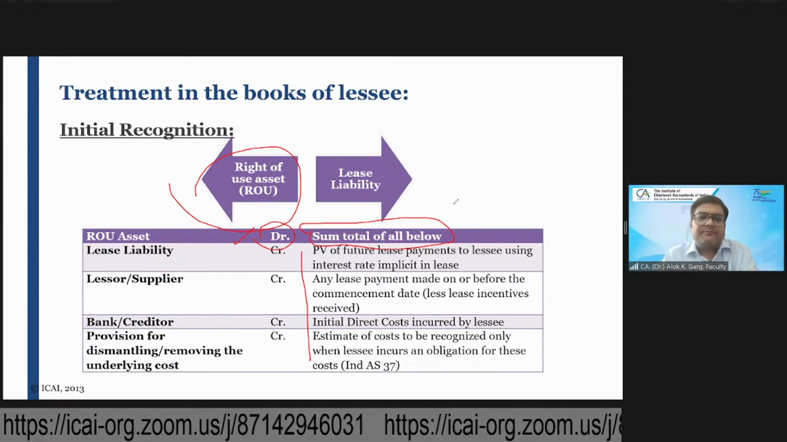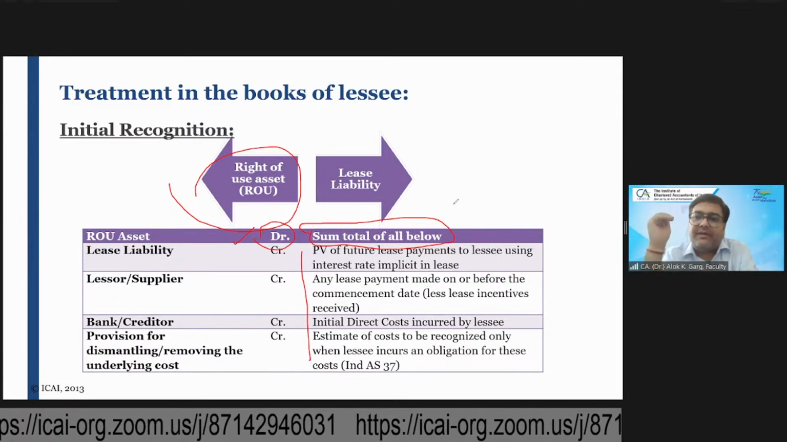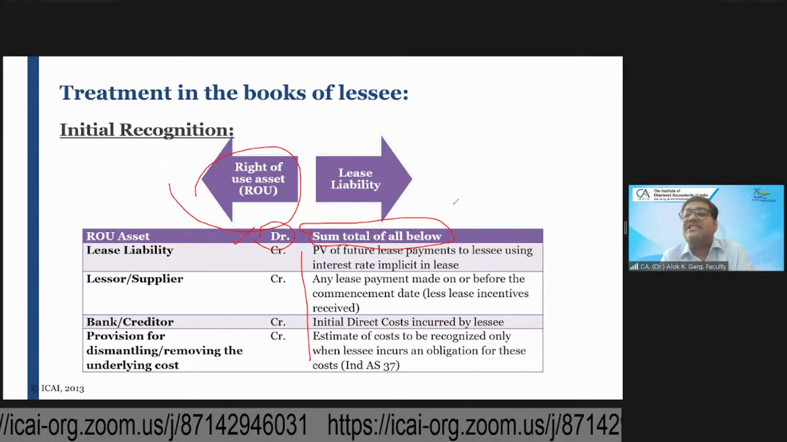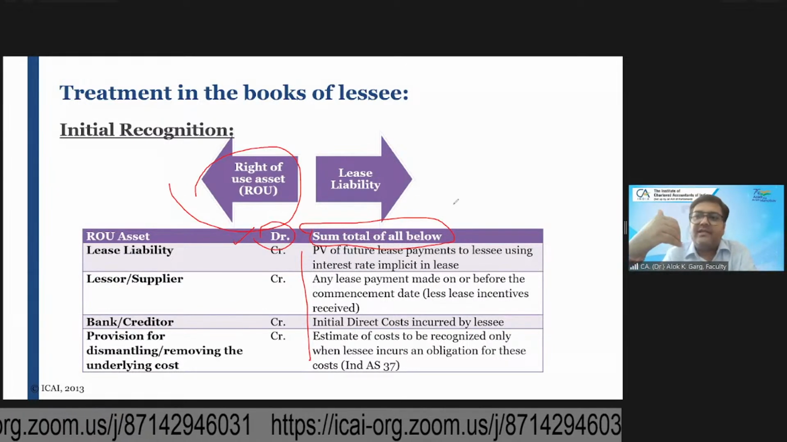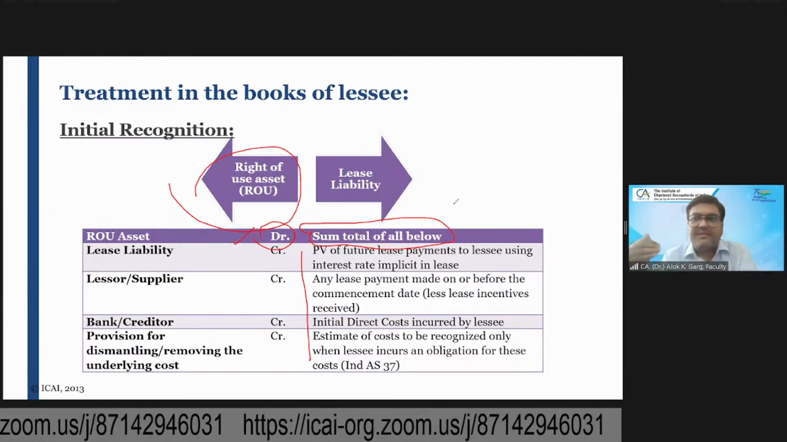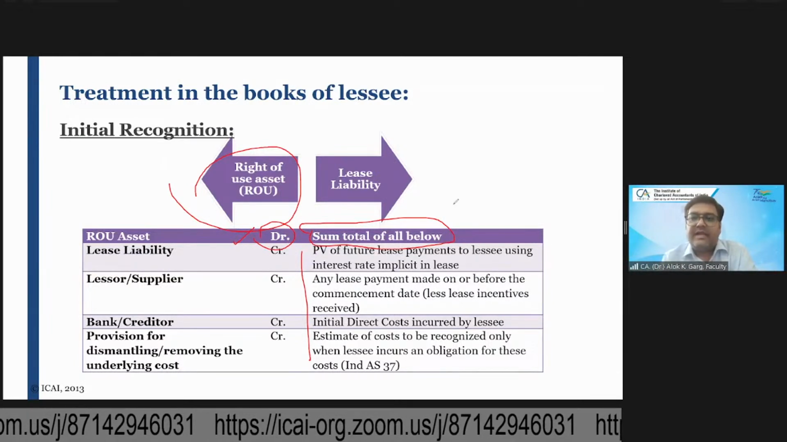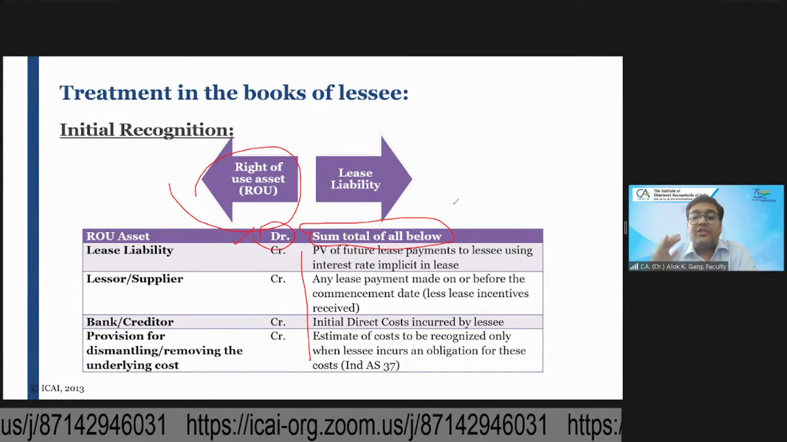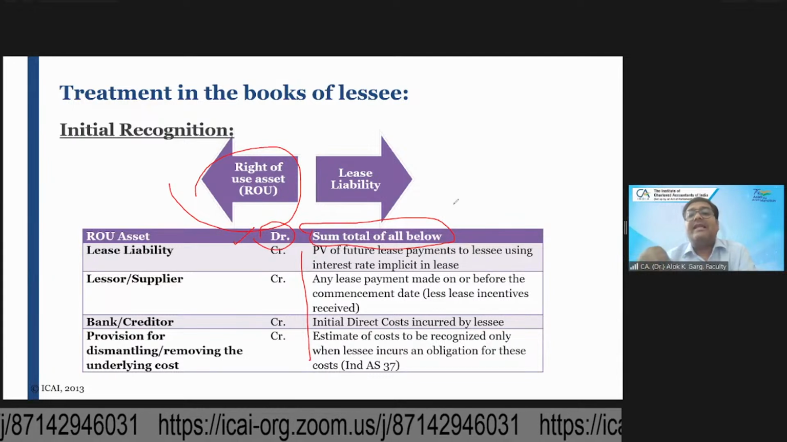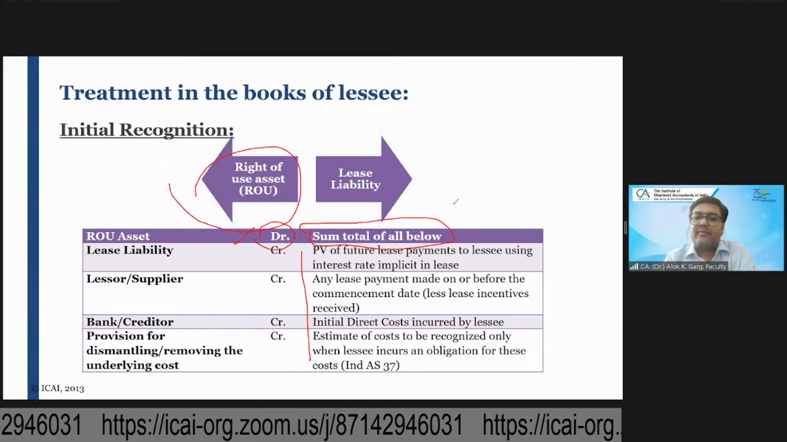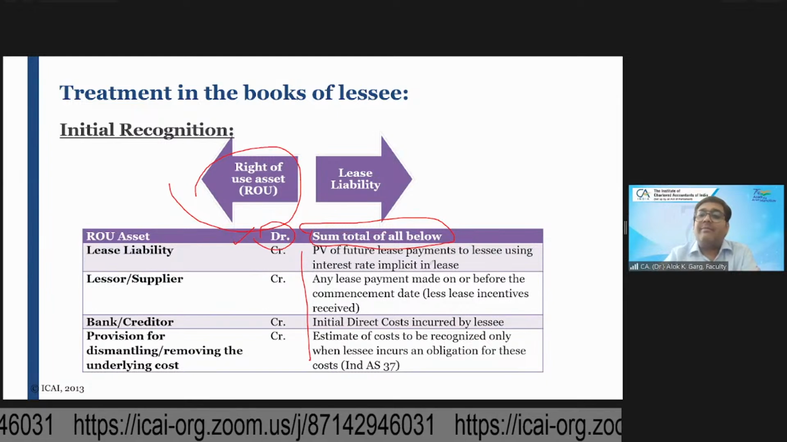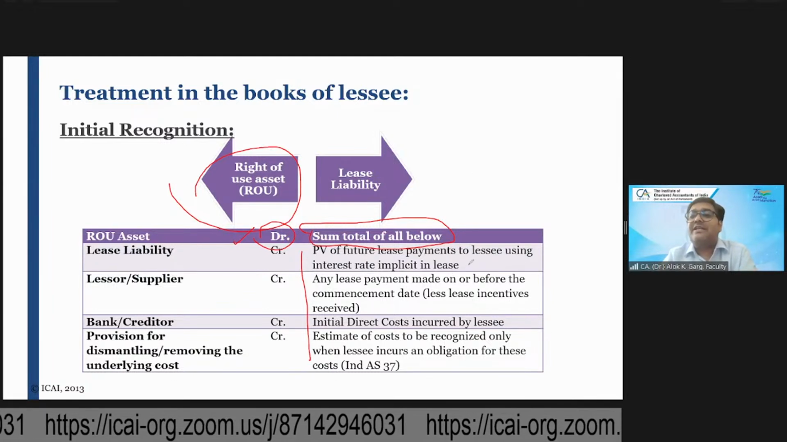So first of all, the right of use asset will be debited by the present value of the future lease payments. Like we have seen, first we computed the lease payment, then the lease term, and then we discounted. So right of use asset account debit to the lease liability account. ROU to lease liability by the present value of the future lease payments.